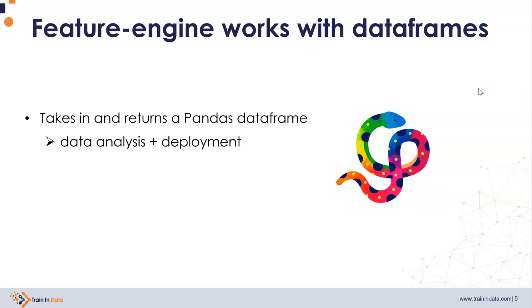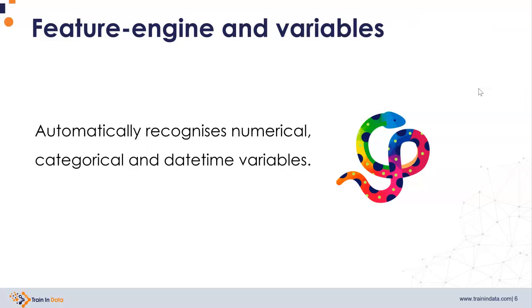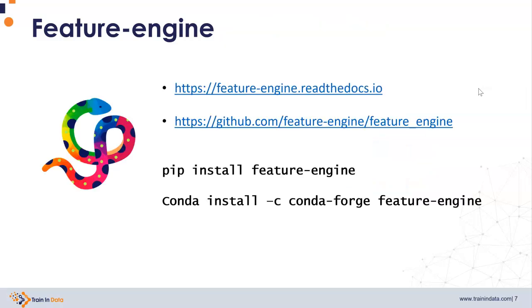Another advantage of Feature Engine is that by default, it takes in data frames and it returns data frames. So it is very easy with Feature Engine to do first data analysis and also later on to deploy the models utilizing Feature Engine. Something else that Feature Engine offers out of the box is that it automatically recognizes numerical and categorical variables and also datetime variables. So we will not unintentionally perform mode imputation to numerical variables, and we will also not add numbers as arbitrary values to categorical variables. If you want to know more about Feature Engine, it has a dedicated documentation, and you can also find it in GitHub.